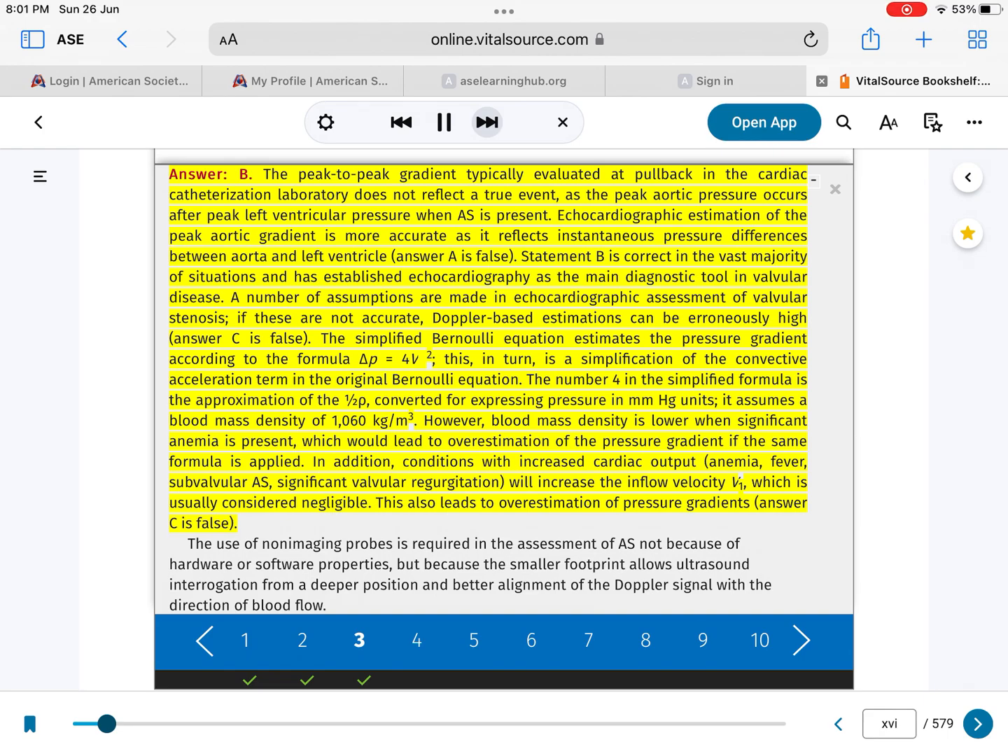In addition, conditions with increased cardiac output, anemia, fever, subvalvular AS, significant valvular regurgitation will increase the inflow velocity V1, which is usually considered negligible. This also leads to overestimation of pressure gradients. Answer C is false.